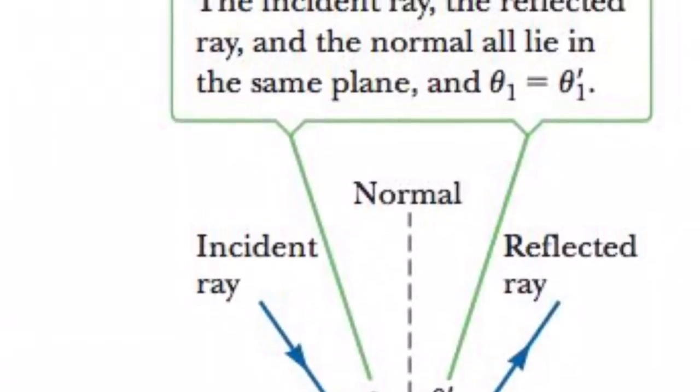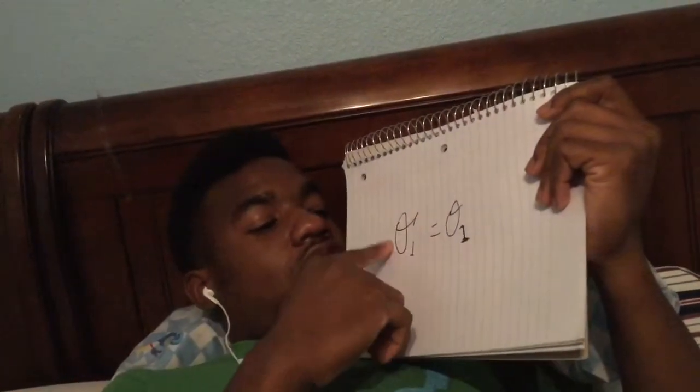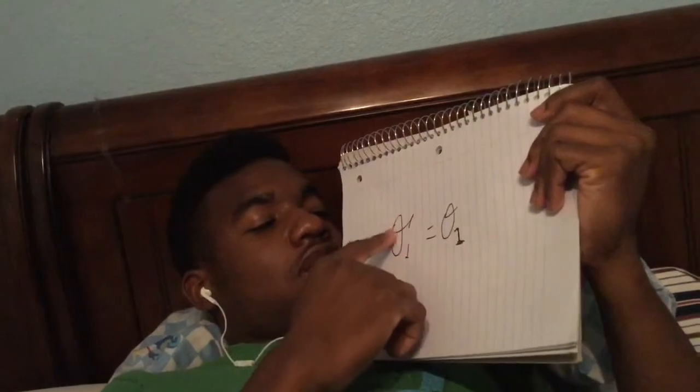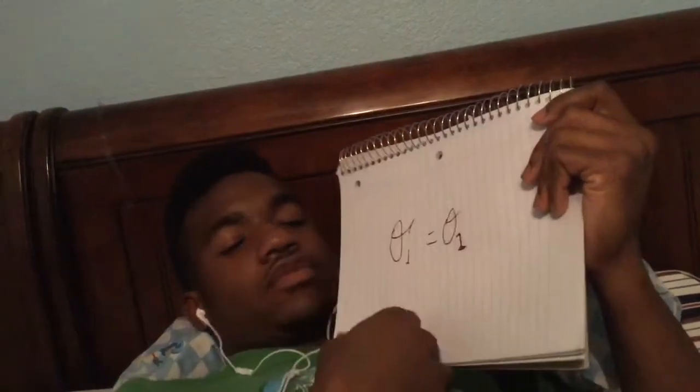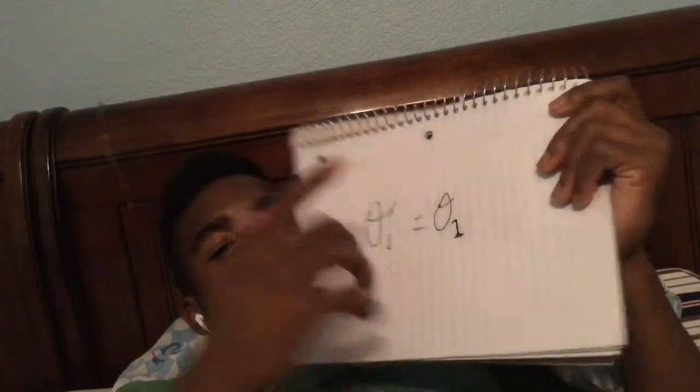This goes into our next basic equation. As we can see with this equation right here, the initial angle that the light hits the surface with is the same as the angle that it leaves the surface with. Therefore, they're equal in a reflection.